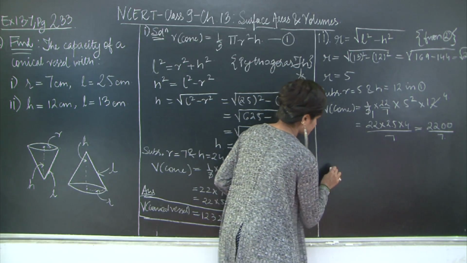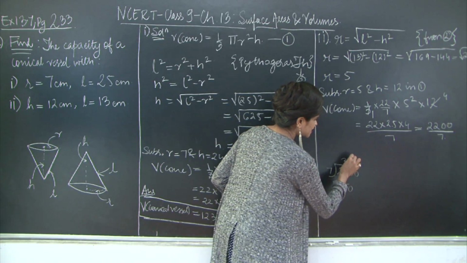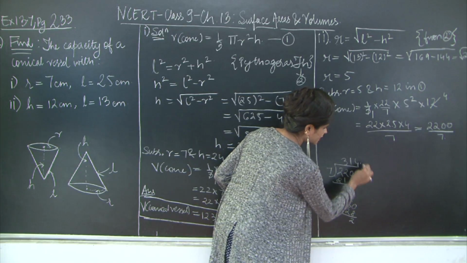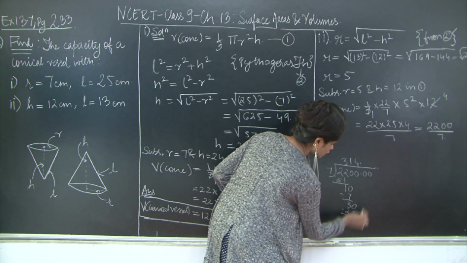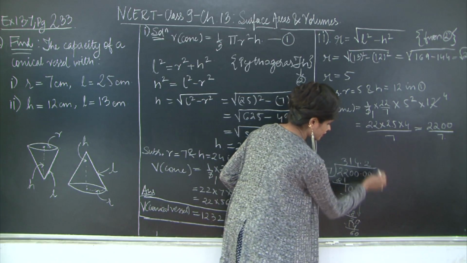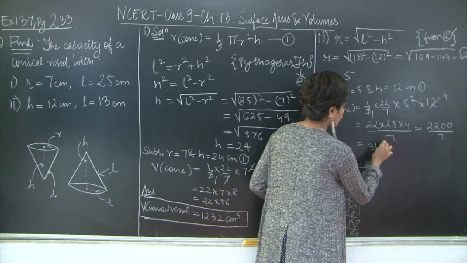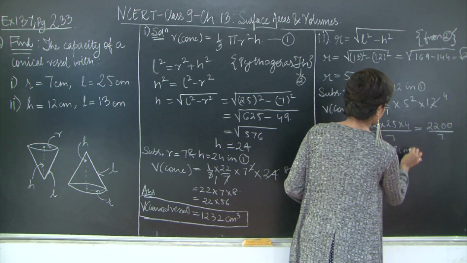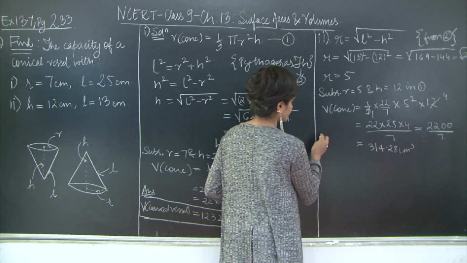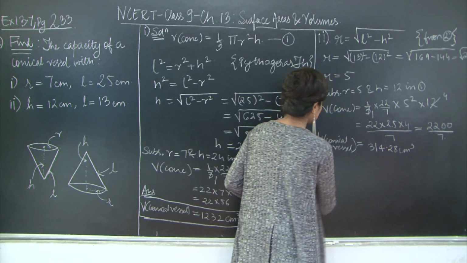So let's do the division. 2200 divided by 7. 7 3s are 21, minus 1, 0. 7 1s are 7. 3. 7 4s are 28. Then you add a decimal and add zeros over here. So you take down this 0 out here. 7 2s are 14, minus 6, then 7 8s are 56. So this is going to be approximately equal to 314.28 centimeter cubes. This is the volume of your conical vessel. So I'll just box this.